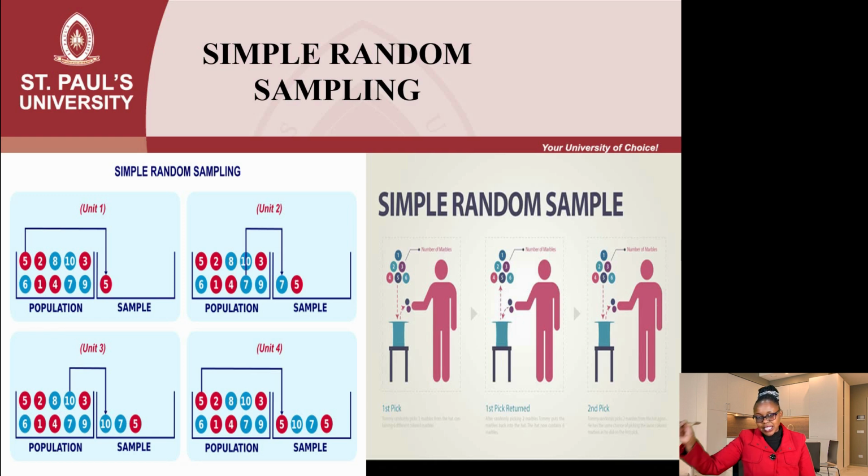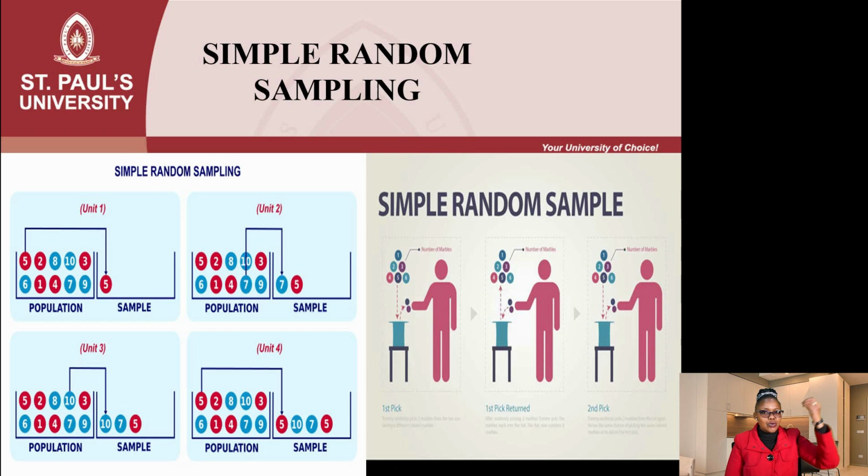So number 7 again will be used in the study, or will form part of the sample. Again, you throw your hand into the basket and come up with number 10. So you are simply randomly selecting samples for your study, without any plan. You just throw your hand and come up with a number.